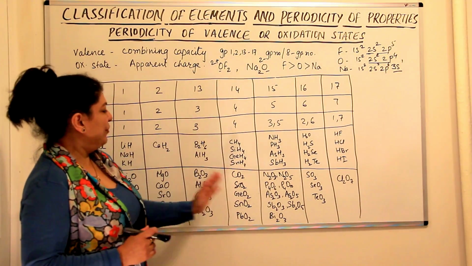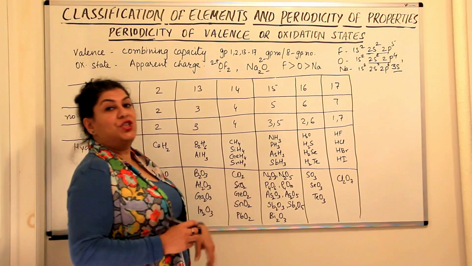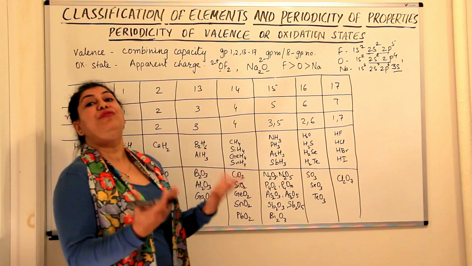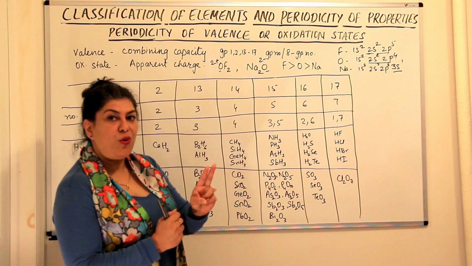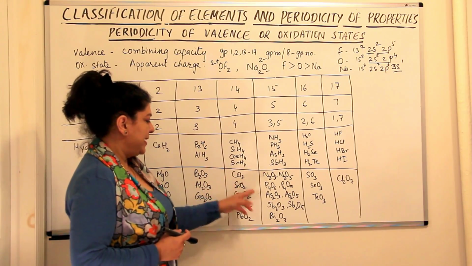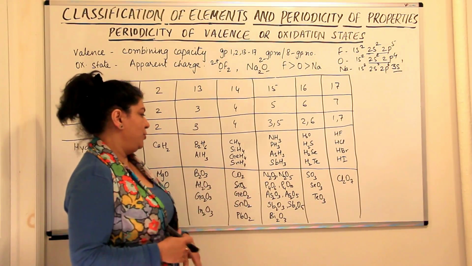Now come to the 14th group. Every oxygen needs 2 electrons, but the 14th group elements have a combining valency of 4. So you will need 2 oxygen atoms to satisfy that valency. And the formula is CO2, SiO2, GeO2 and so on.